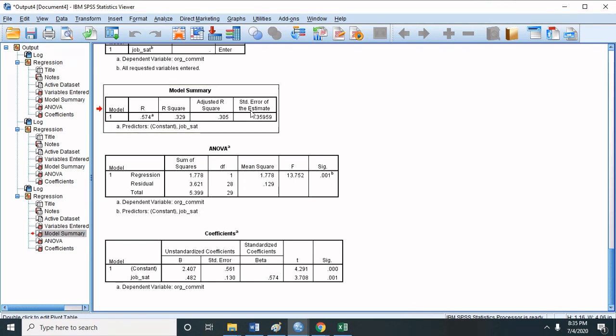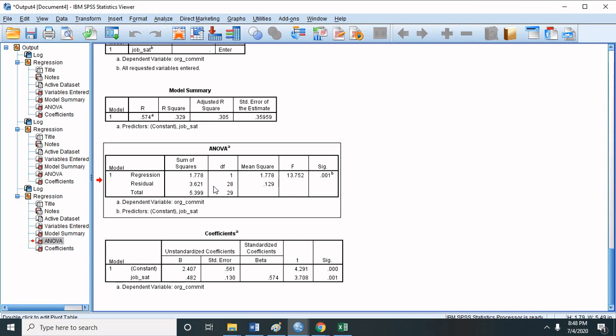The first table is the model summary. The most important parameter that is commonly interpreted here is the R-square. The R-square indicates how much of the total variation in the dependent variable can be explained by the independent variable. In this case, the independent variable explains 32.9% of the variance of organizational commitment, which is the dependent variable. This means that 67.1% can be attributed to other factors aside from job satisfaction.